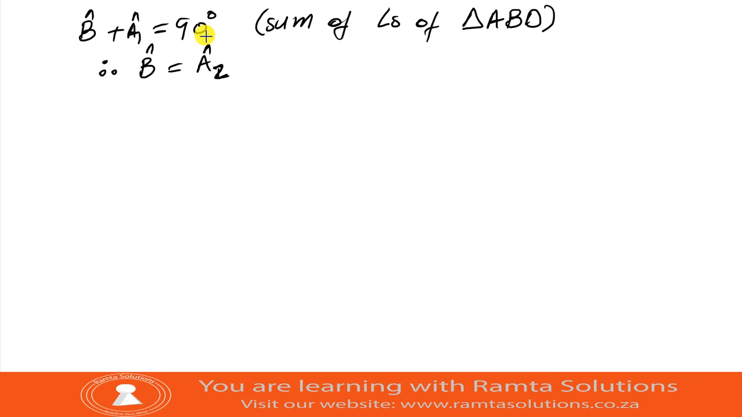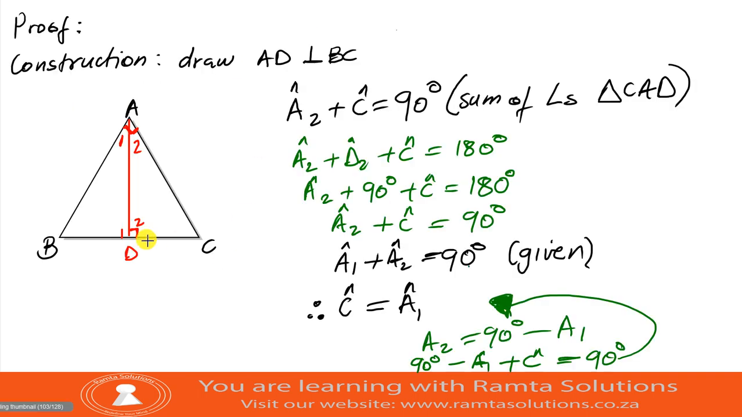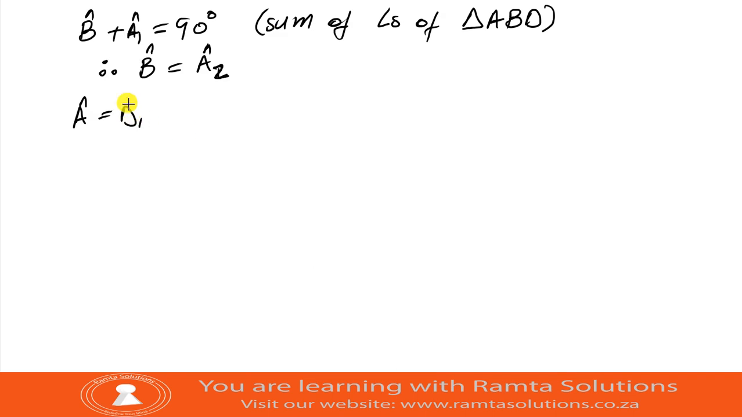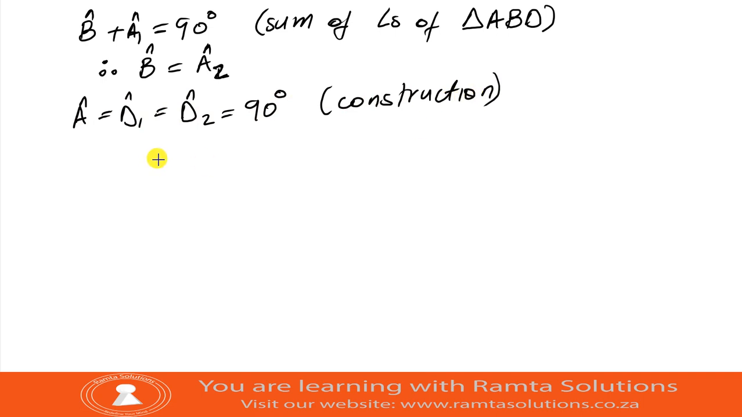However, we are not done. There's something that you should see. I want you guys to see this. Angle A must be equal to angle D1. Of course, you expect angle D1 to be 90 degrees because AD is perpendicular to BC. So A is equal to angle D1. It is also equal to angle D2, which is equal to 90 degrees. Yes, A is equal to 90 degrees is given, but D1 and D2, you got it by construction. So let's just say generally by construction.